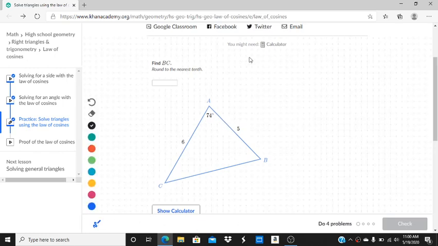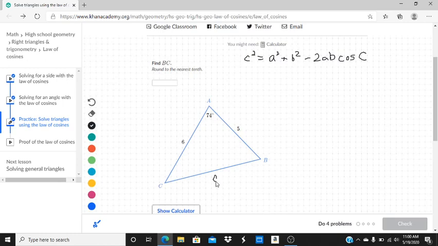Now, just as a refresher, the law of cosines is C squared equals A squared plus B squared minus 2AB cosine C. Okay, so if we're going to apply this, our unknown side is going to be BC.